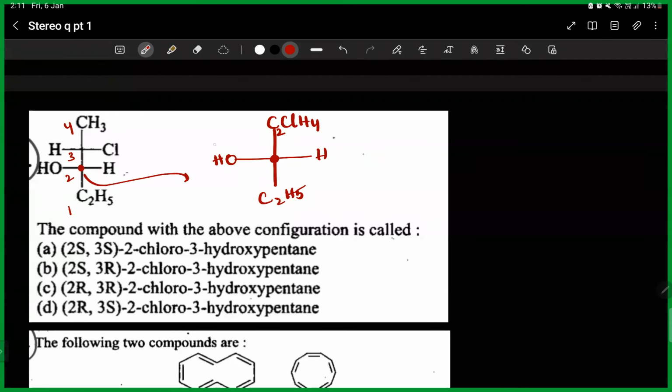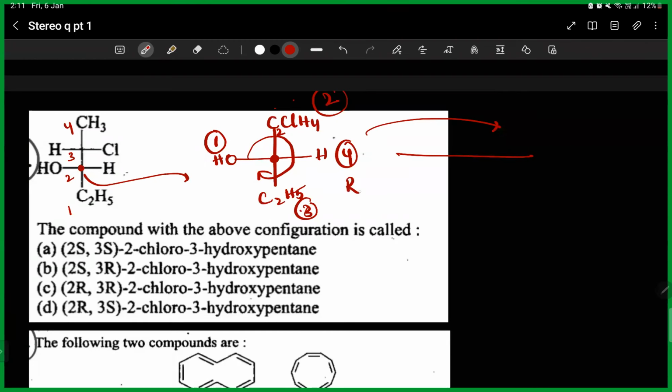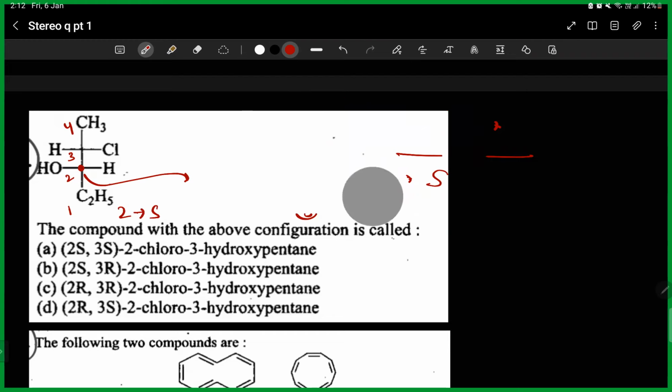Now, giving the priority, oxygen will get the first priority, and then carbon is connected to hydrogen, carbon is connected to chlorine. So connectivity you have to check according to CIP rules. This will get the second priority. So here, this will get the third priority, and this will get the fourth priority. Here, the lowest priority group is on the horizontal. So whatever answer you get, you have to change it. Okay. Now, here you can see it is clockwise. Clockwise is R, but the lowest priority group is on the horizontal, so you have to change it. It will become S. So 2, you are getting S. Right? 2, you are getting S. So you can eliminate these two options.